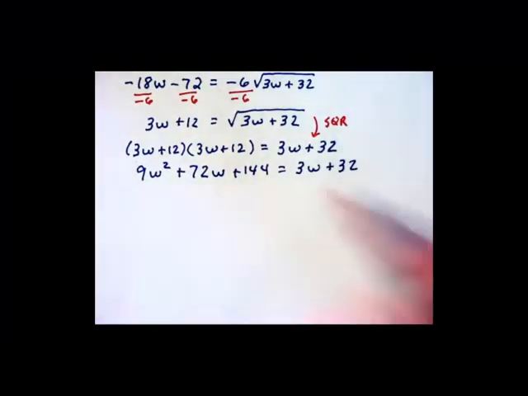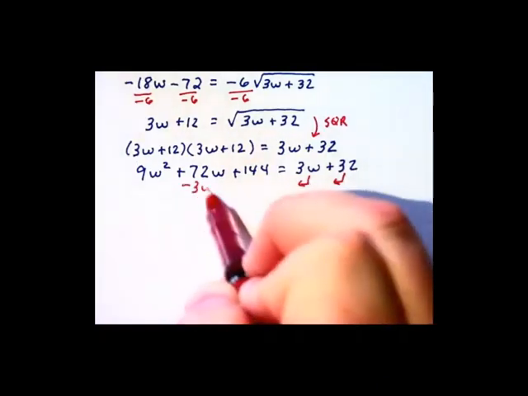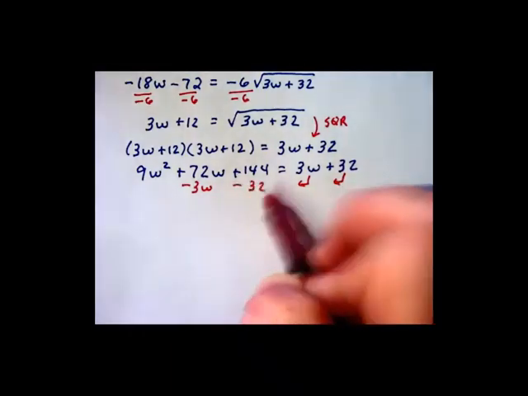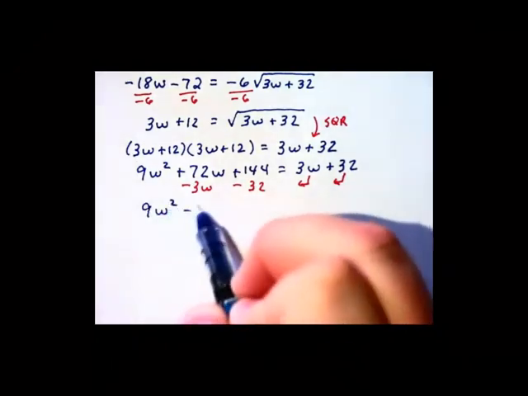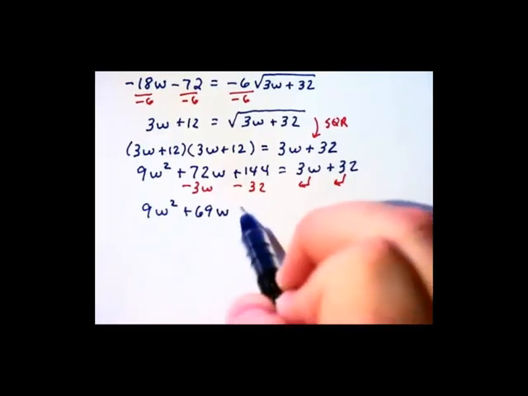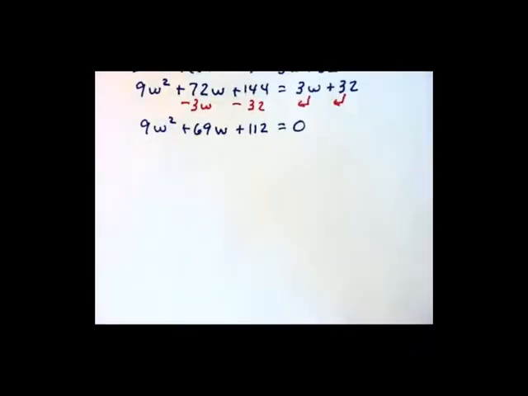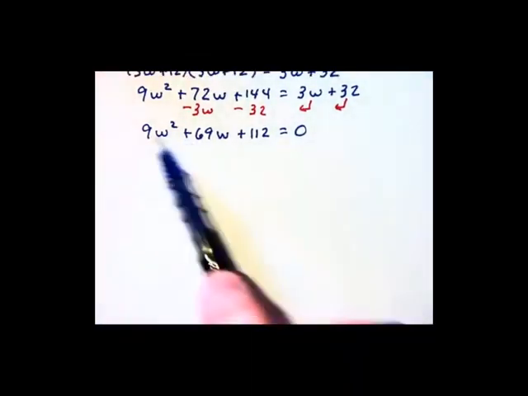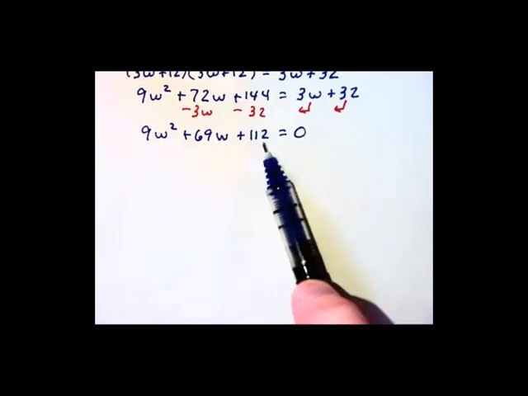This is a quadratic equation needing to be set equal to 0, so we're going to subtract off the 3w from both sides and subtract off the 32. That's going to leave us with 9w squared plus 69w plus 112 equals 0, at which point we need to solve this quadratic equation. I hope that 3 can divide out, but 3 does not go into 112. So we're going to have to break this down somehow.